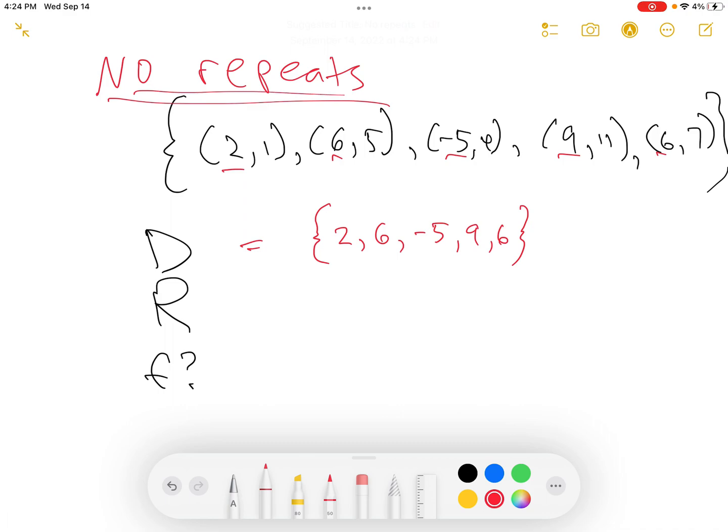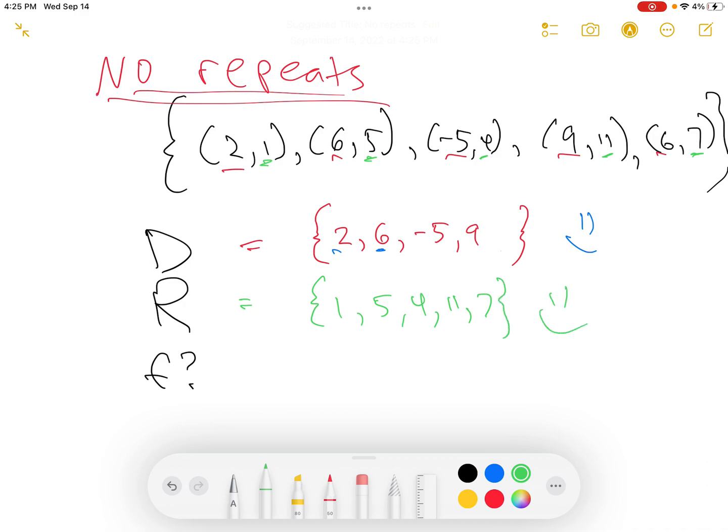So let's go and look and see if we have any repeats. 2, and then aha, this is my repeater. So we've got to get it out, erase the 6, erase the comma. Now we have the right answer, and we're happy. Okay, the range is just all the y values. So here we're looking at all of the y values. And I've got a 1, I've got a 5, I've got a 4, I've got 11, I've got a 7. I have no repeaters, so we're good.